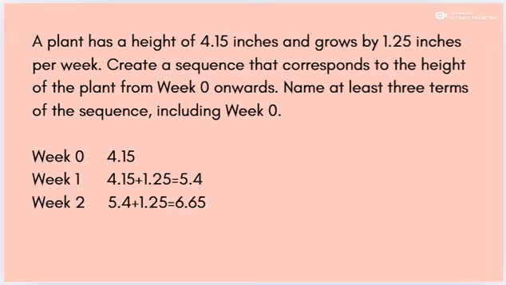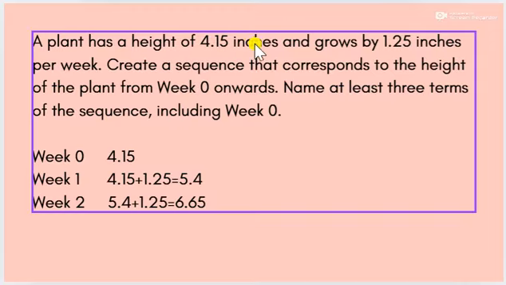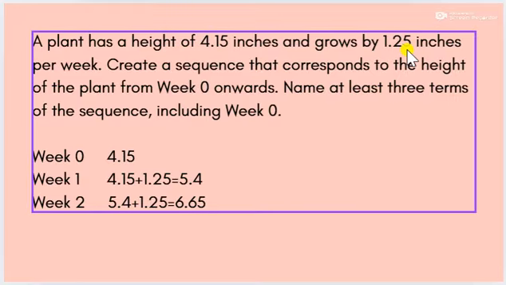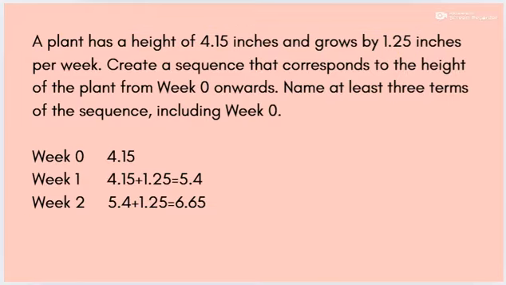Okay, we know at week 0 the plant is 4.15 inches. It tells us right there, okay? We know that every week it's going to get 1.25 inches taller. So at week 1, we have 4.15, which is its initial height, plus 1.25, which means at the end of week 1, your plant is 5.4 inches tall. And at the end of week 2, it's 6.65 inches tall.